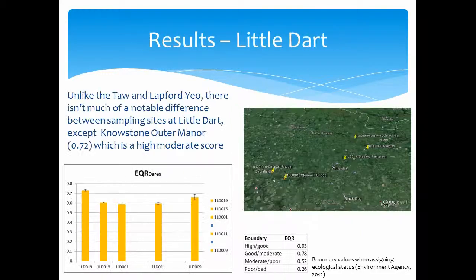So unlike the Tor and Lapford Yeo, the phosphorus levels in the Little Dart are a lot better than either of the two, and overall, on average, the EQRs bordered moderate and were close to being good. A lot more of them reached 0.6 plus, whereas back to the Tor and to Lapford Yeo, none of them reached 0.6.